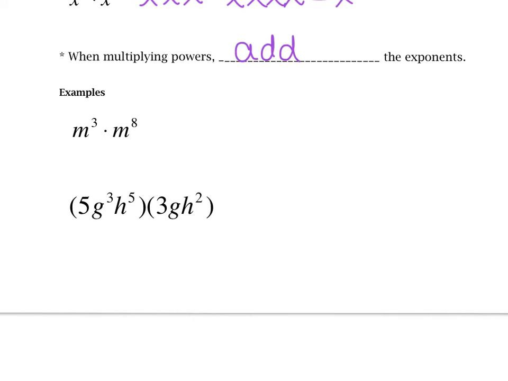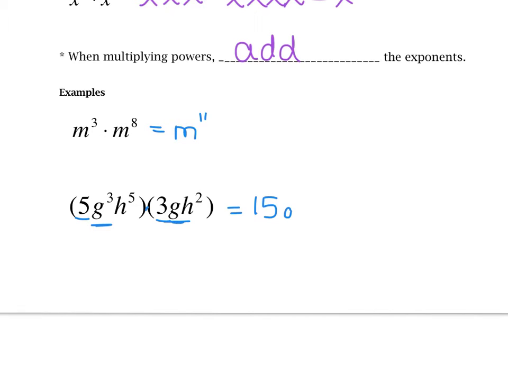So what would that first one be? M to the 11th. Yep. Now in that next one, how am I going to combine the 5 and the 3? Okay, remember, those are regular numbers. This is a multiplication problem, so I'm going to multiply and make that a 15. And now I can combine my G with my G, and I get G to the 4th.